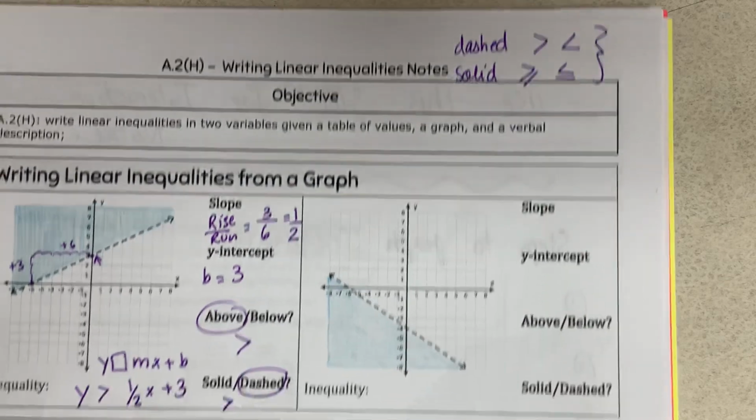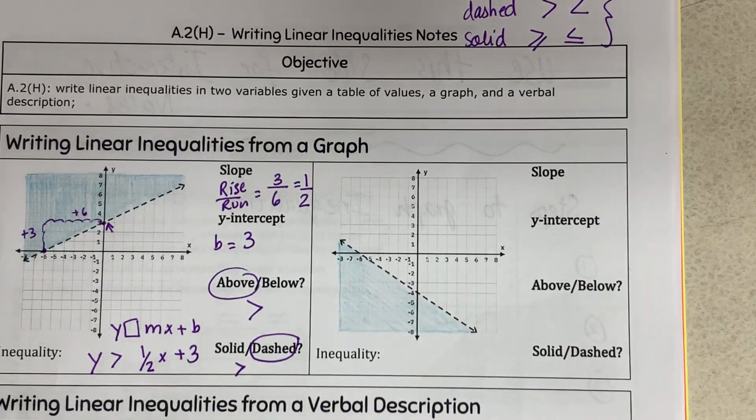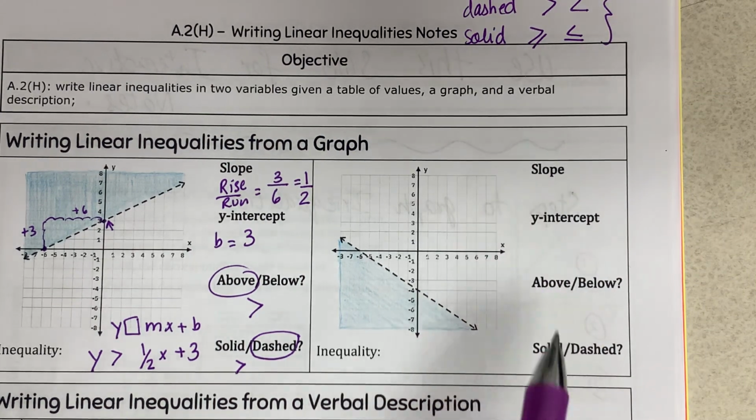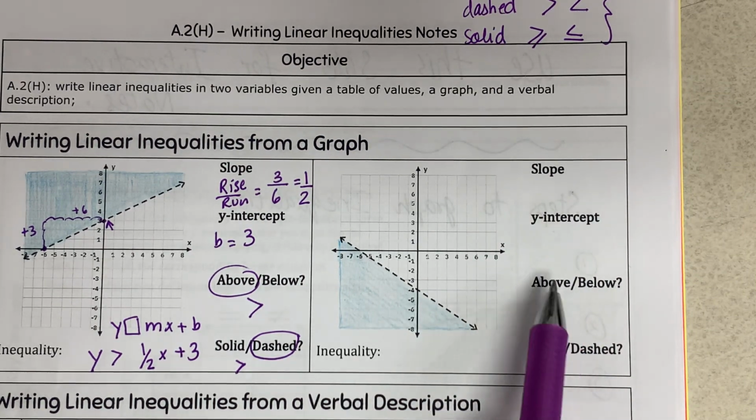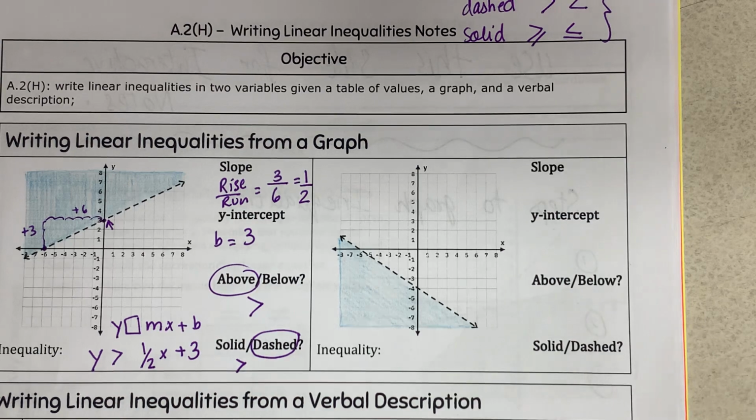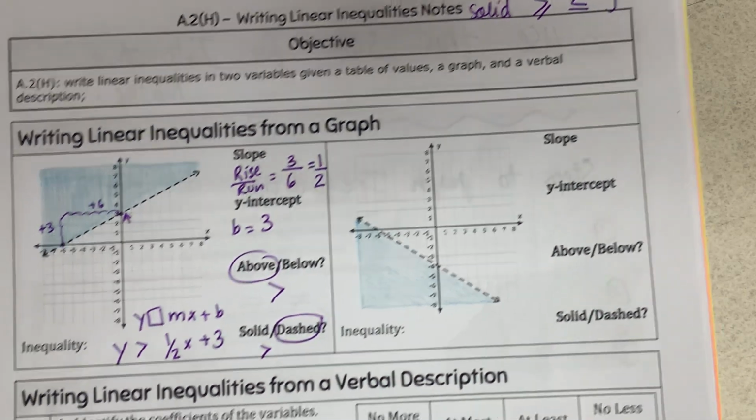So you should be able to solve this question on your own, be able to write the inequality, figure out the slope, where the y-intercept is, where the shading is, above or below, and what type of line it is. So that is what we are working on.